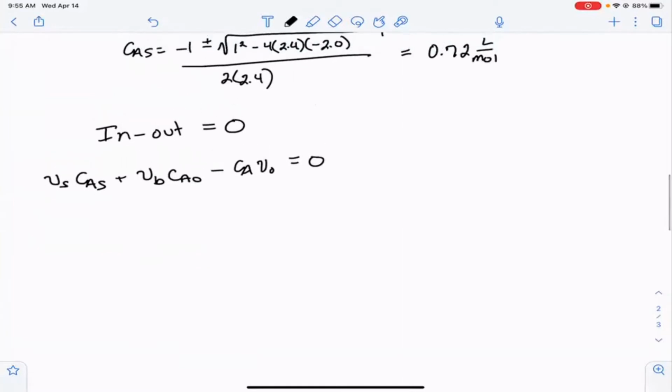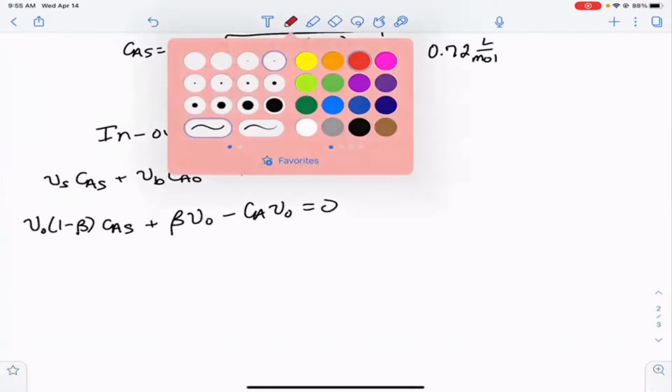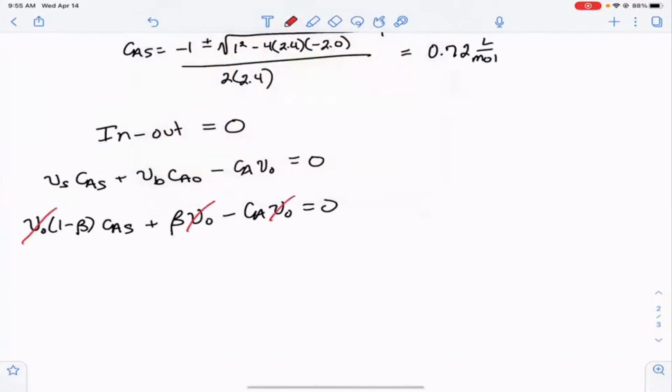And just like we did last time, we can start to make a few substitutions. So we know that VS, again, is V0 times 1 minus beta times CAS, plus the bypass volumetric flow rate, which is just beta times V0, minus CA times V0 is equal to 0. And so all of these initial volumetric flow rates are going to cancel. And so then we get 1 minus beta times CAS plus beta minus CA is equal to 0.